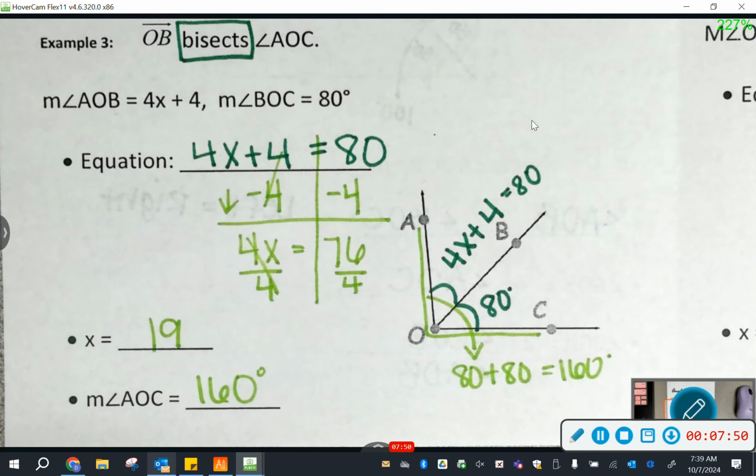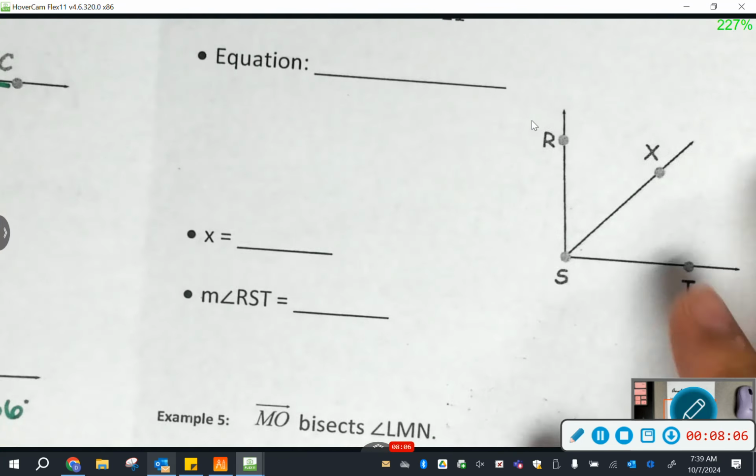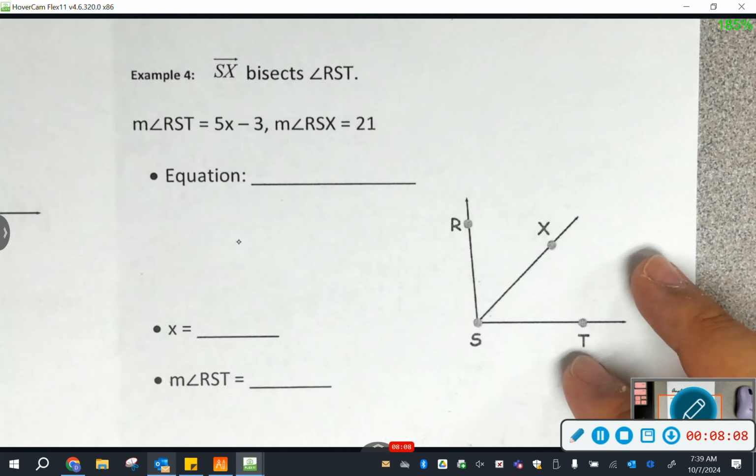Do I have any questions? No? Okay, for this next one, in my opinion, is not very difficult. However, it is one of the trickiest questions that y'all are going to see on your test. Look at example 4.